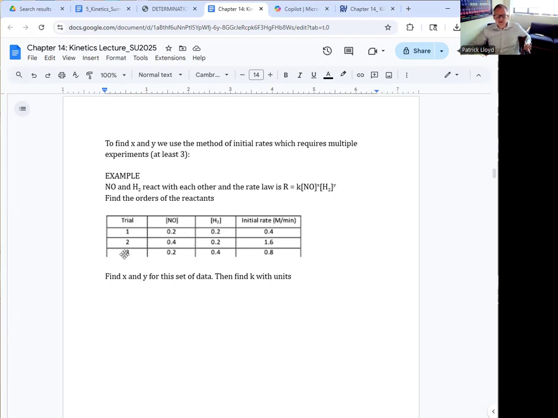Now, in experiment or trial 3, the concentration is back at 0.2 for NO, but now H2 is doubled to 0.4. And now finally the initial rate is 0.8. So it's sort of in between these two rates. A little bit slower than trial 2, but faster than trial 1. Okay? So what we want to do in this example is figure out what the values of x, y, and k are. And I'm going to show you a method for doing that. Again, it's called the method of initial rates. So let me bring up the whiteboard and we'll do that.